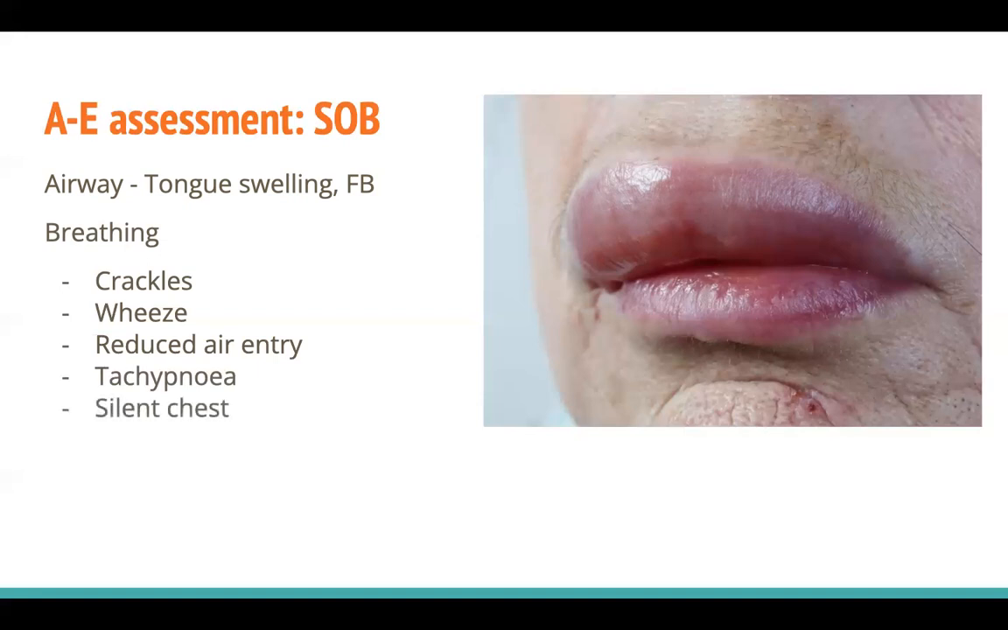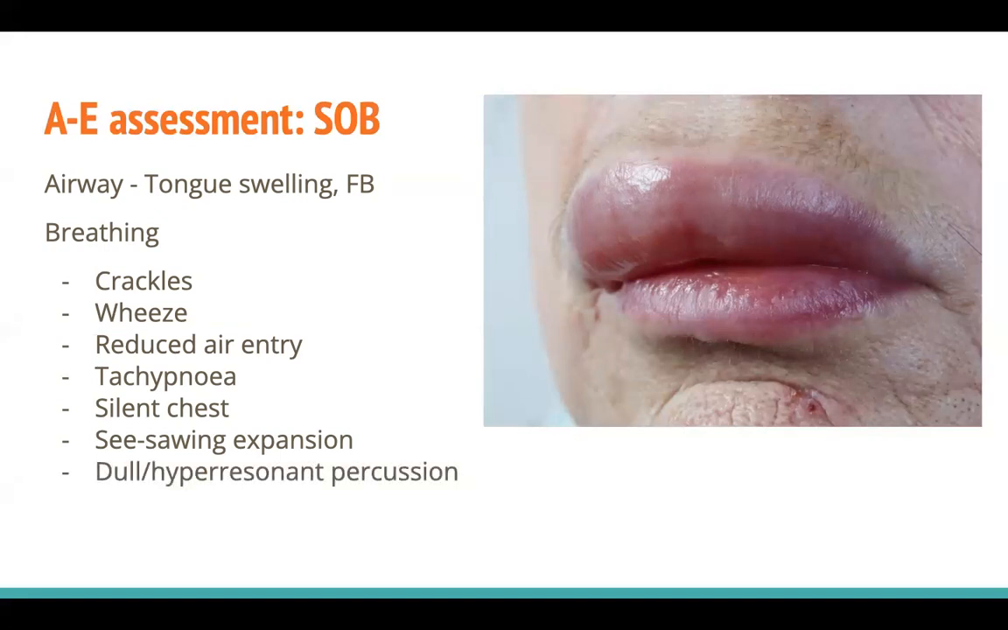A silent chest is a worrying sign in asthmatics. Patients often need immediate management, and they might end up going to ITU. When checking the chest expansion, you might see seesawing. Again, it's quite a worrying sign, particularly in asthmatics, because it can indicate that the patient's becoming quite tired. There might be dull percussion, seen in pleural effusion, or hyperresonant percussion, seen sometimes in pneumothorax.